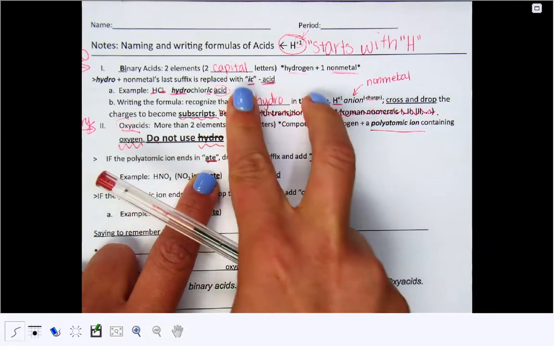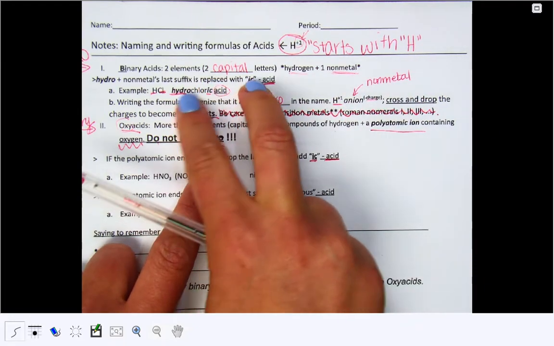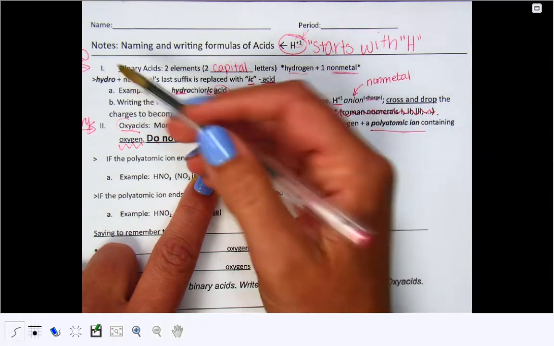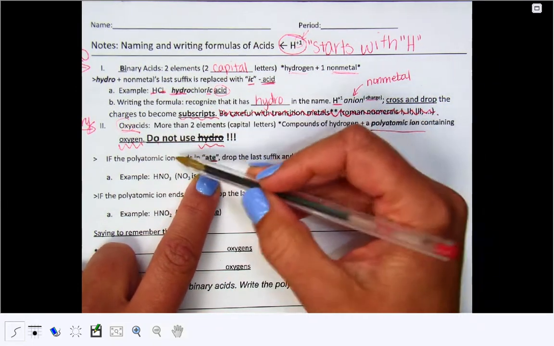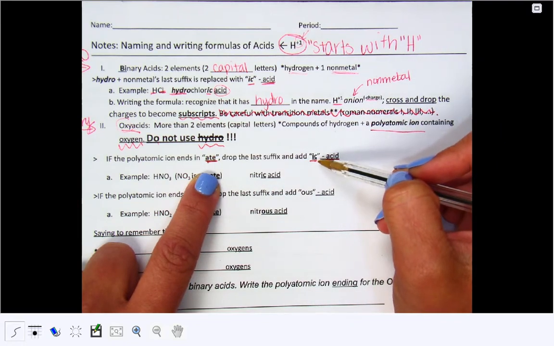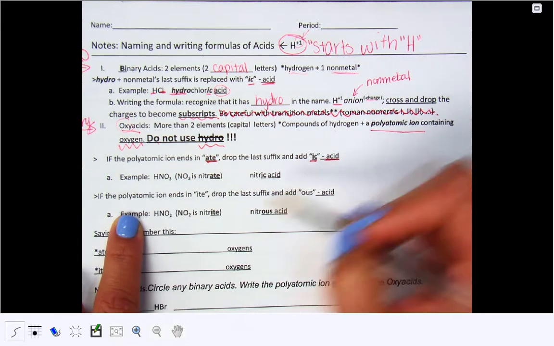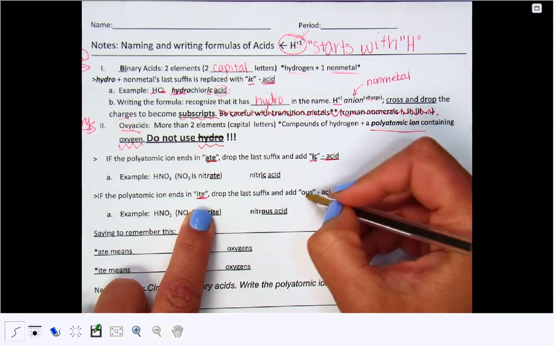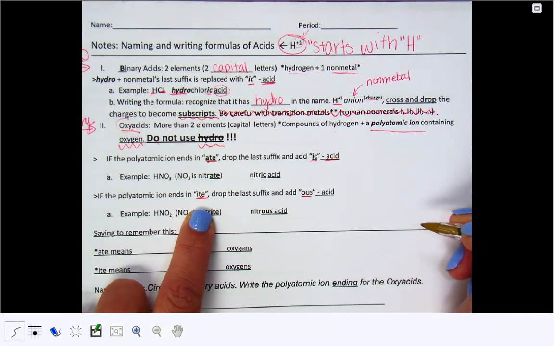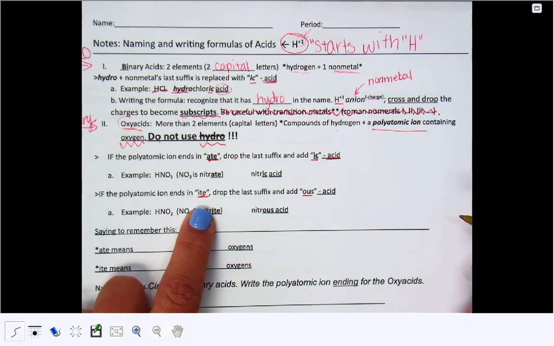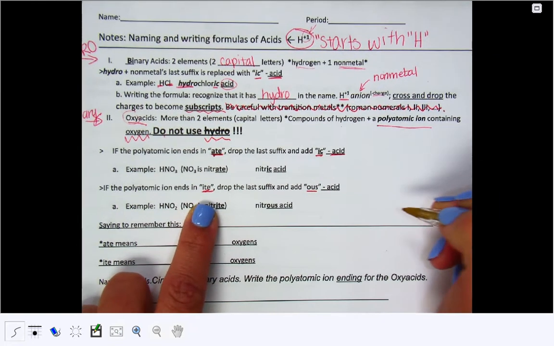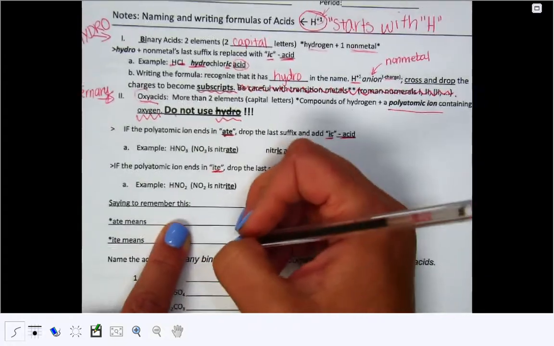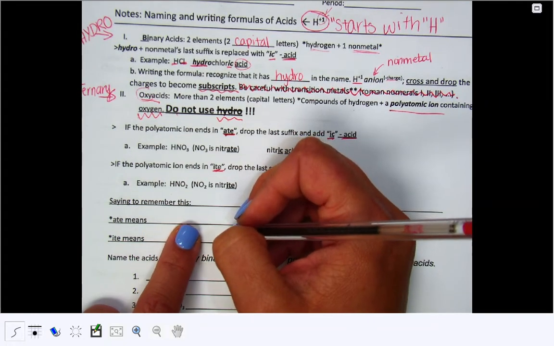So we see where this can get confusing, right? This one we had to do the same thing, replace the ending with ic, so the same thing here. The only difference is that hydro. So if it ends in ate, you're going to drop the ate part and put ic acid. If the polyatomic ends in ite, you're going to drop the ite and end in ous acid. Hopefully that wasn't feeling too overwhelming and confusing, because it's a lot of words, and I completely agree with you. So what I need you to write, and then we'll go back and look at the examples, is a saying to keep this lined up in our heads.